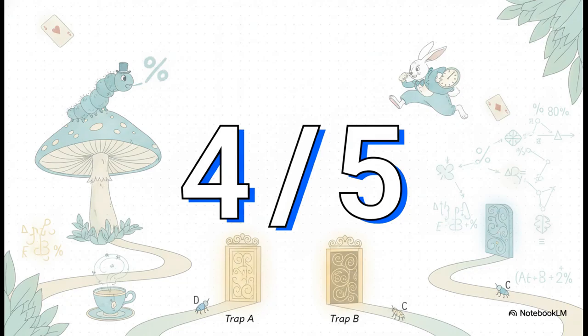If our bug starts at vertex D, it has an 80% chance of reaching the safe haven of trap A before it accidentally stumbles into the doom of trap B. And just for the sake of completion, if we plug that 4/5 back into our y equation, we'd find that starting at C gives the bug a 3/5 or 60% chance of winning.